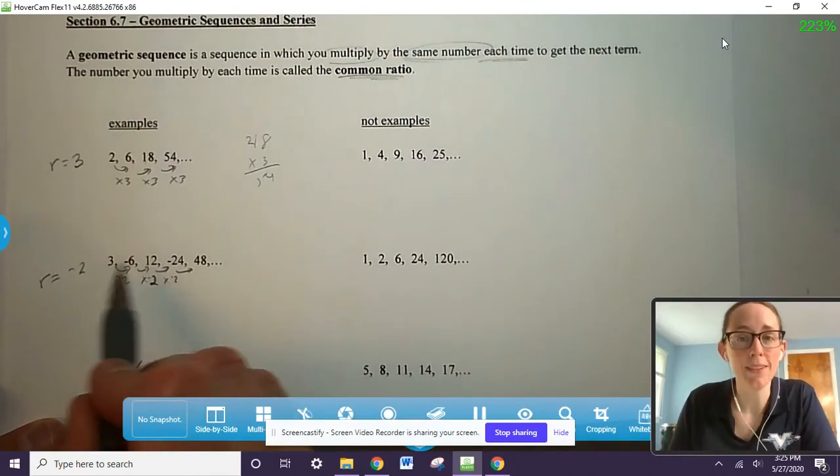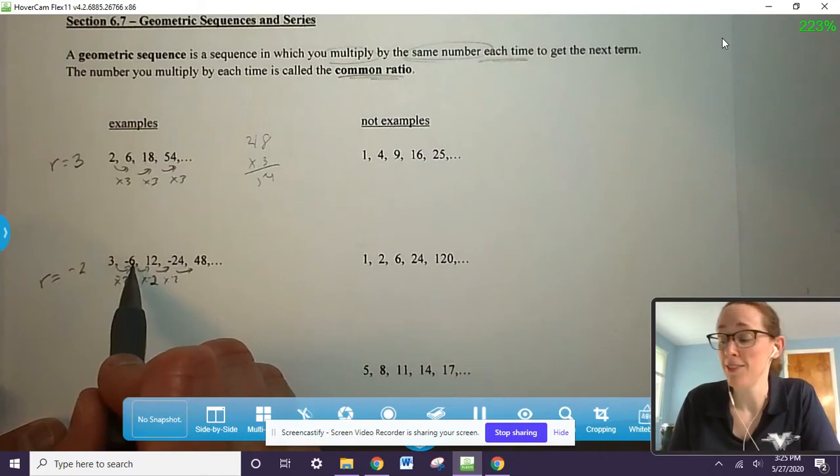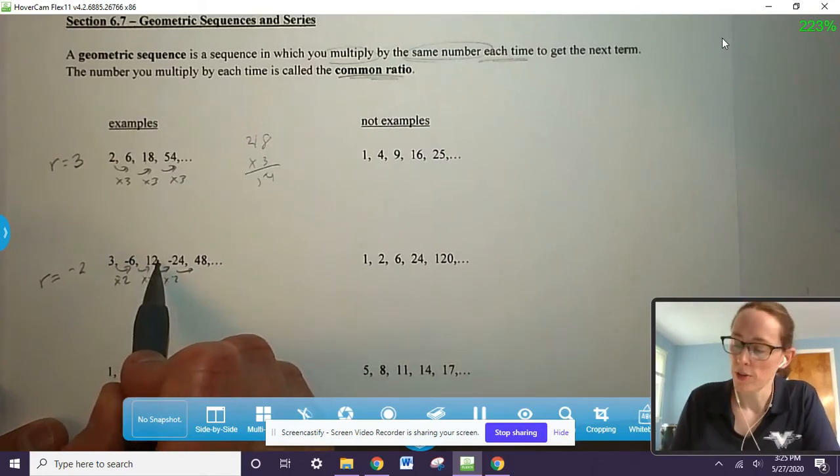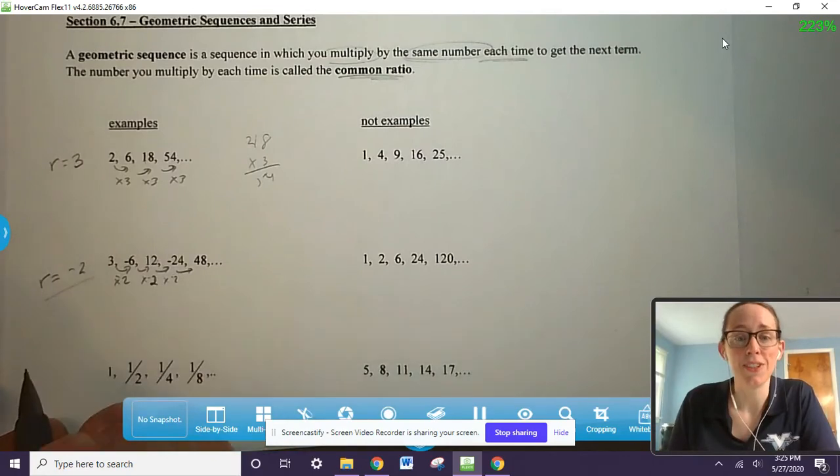When you multiply by a negative, you get a negative. When you multiply this by a negative, you get back to a positive, and so on. So if your common ratio is negative, the signs are going to alternate.